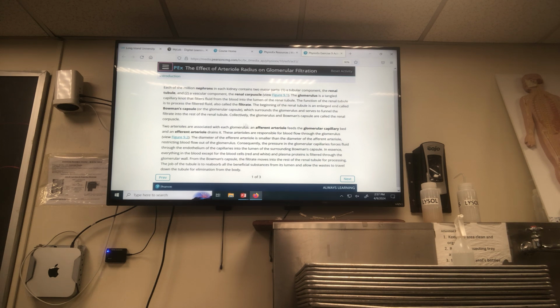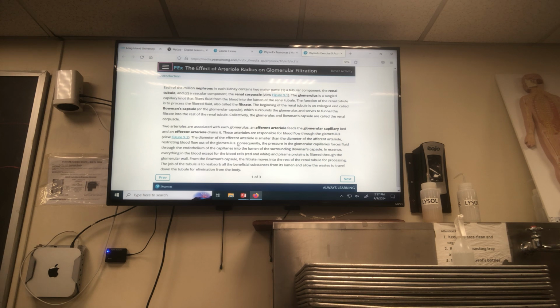Two arterioles are associated with each glomerulus. There is the afferent arteriole, which feeds the glomerular capillary bed, and an efferent arteriole that drains it and eventually connects with the renal vein. These arterioles are responsible for blood flow through the glomerulus. The diameter of the efferent arteriole is smaller than the diameter of the afferent arteriole, restricting blood flow out of the glomerulus. Well, that's interesting.